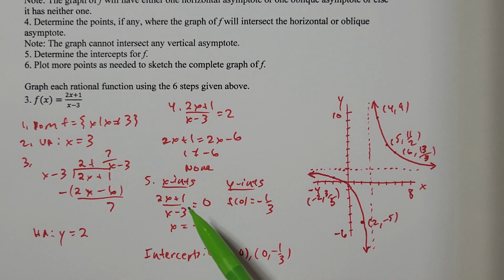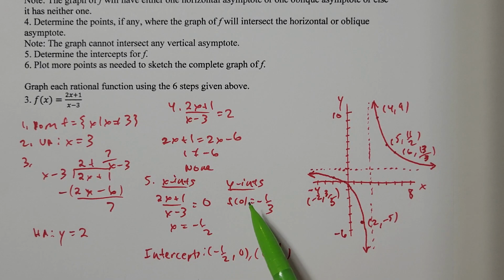So let's set the function to be 0 and solve for x. I got 2x plus 1 divided by x minus 3 equals 0. If I multiply both sides of that by x minus 3, that's going to leave me with 2x plus 1 equals 0. Subtract 1 and divide by 2, so x is negative 1/2.